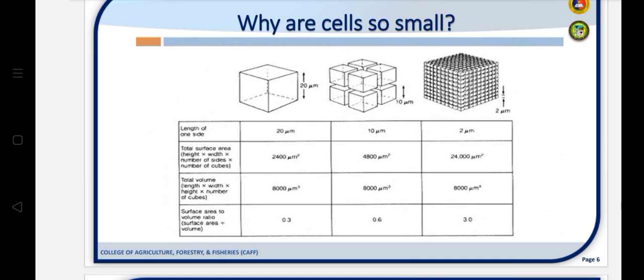A small cell has a large surface area compared to its volume, and this makes it easier to take in nutrients and oxygen and to remove waste quickly. In short, small cells work faster and better. If a cell gets too big, it cannot feed itself or clean itself properly. So, cells divide into smaller cells instead of just growing bigger. This way, they stay efficient and alive. So remember, small size means survival.